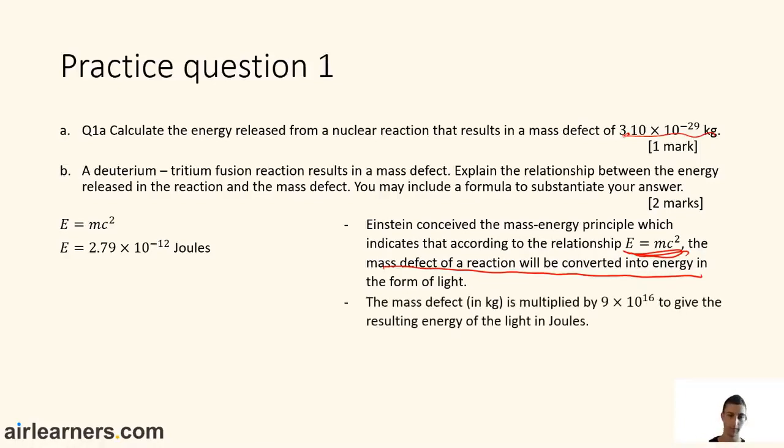And then, of course, I would then say, using that formula, that the mass defect is multiplied by 9.9 times 10 to the 16, which is the same as c squared, to give the resulting energy of the light in joules. Now, that's just going on to explain it a little bit more. Probably don't need that second point, but it's always good to add extra bits in to make sure you get the marks.